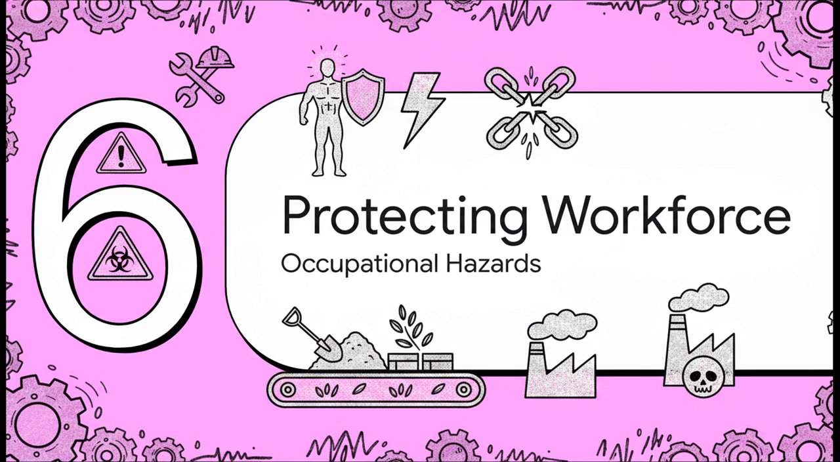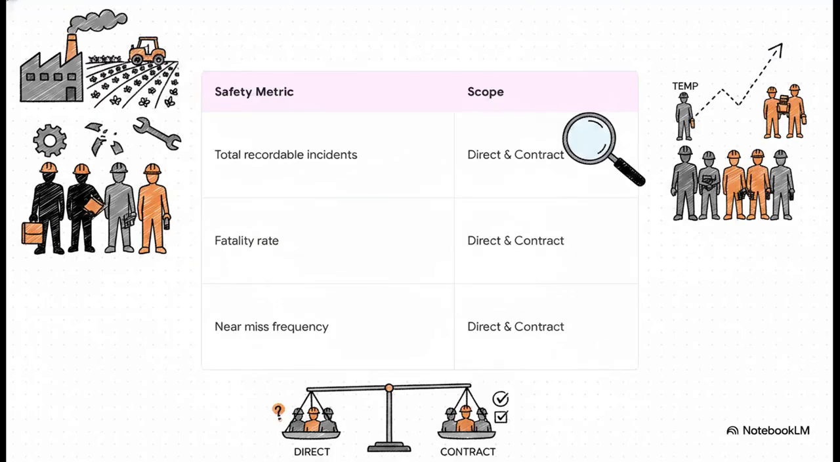Finally, Section 6, protecting the workforce. Because behind every metric we've talked about is a real human being facing occupational hazards. Agriculture and milling are labor-intensive and honestly often dangerous. So companies have to clearly disclose their safety records. We're talking total recordable incident rate, fatality rate, and near-miss frequency rate.